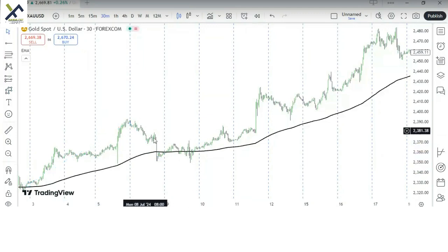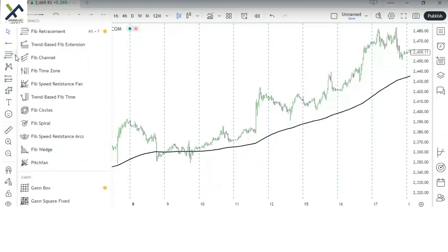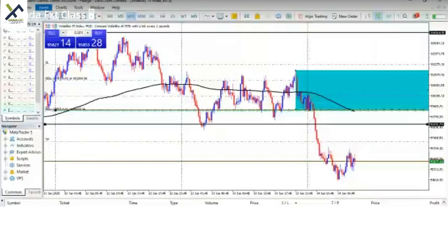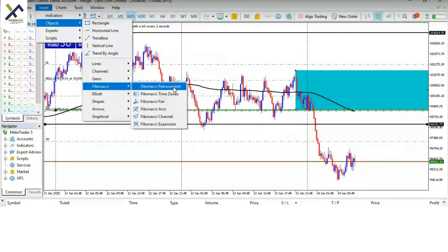So number one, once you have identified your correctional wave, you pick your Fibonacci retracement. If you are using TradingView, you come over here, the third layer. Under the third layer, you will see Fibonacci retracement. If you are using MetaTrader, you come over to Insert, then Object, and under Object you pick the Fibonacci retracement and you draw.